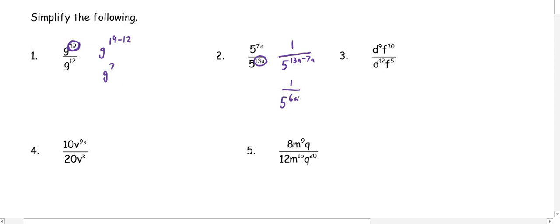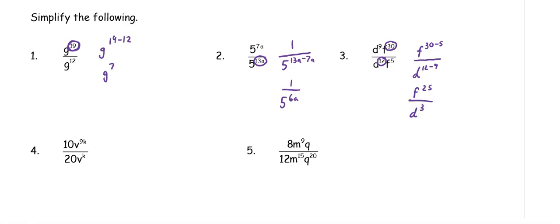Now, number 3 has two different variables. It has a d and it has an f. So we're going to treat each of those variables separately. When we look at the d, the larger exponent 12 is in the denominator, so in the denominator we're going to have 12 minus 9. And for f, the larger exponent is in the numerator, so we're going to subtract in the numerator 30 minus 5. When we simplify that, we get f to the 25th over d to the 3rd.